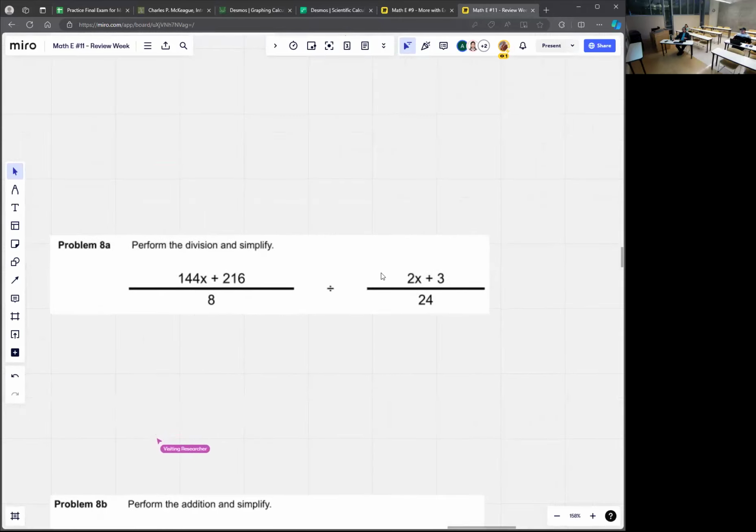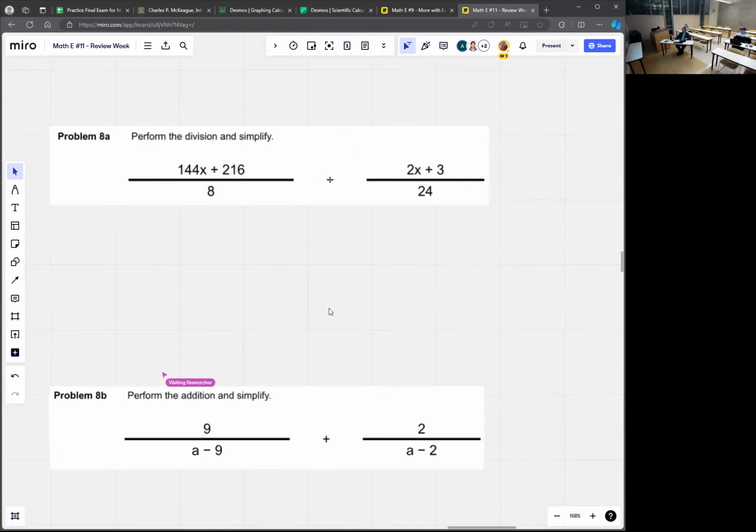How do you divide fractions? Flip and multiply. Could you just cross multiply? No, because there's no equal sign. Cross multiply is to take a proportion with an equal in the middle.